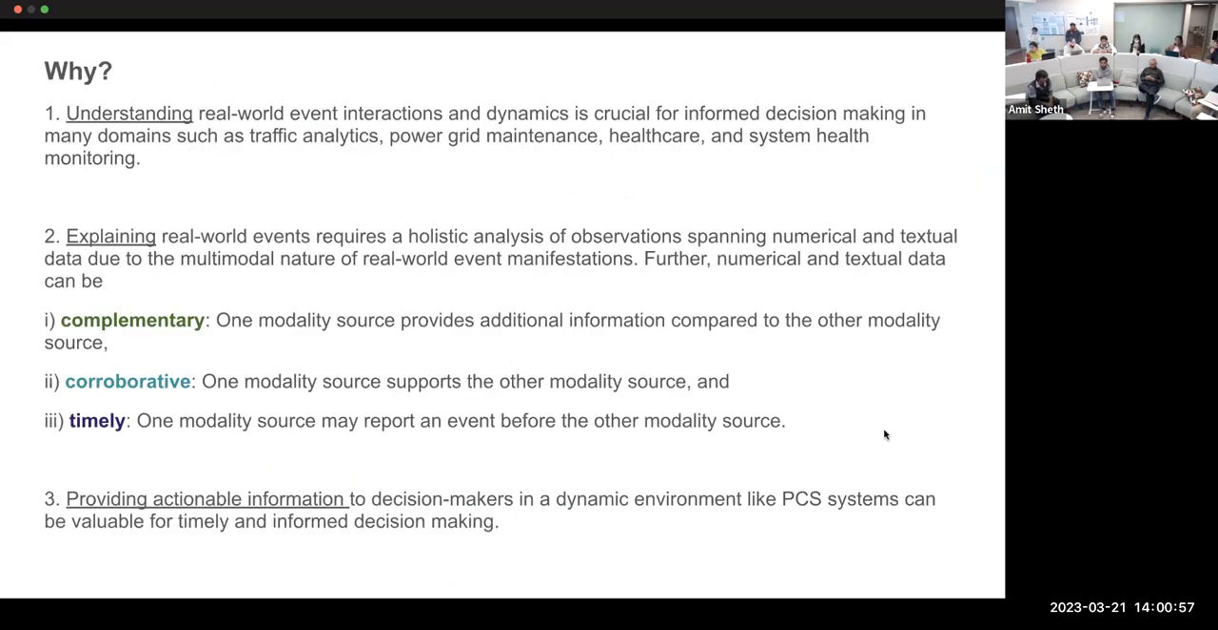So this is the why part of his thesis. That means he has tried to solve three problems in his thesis. The first one is understanding real world event interactions and dynamics, which is crucial for informed decision making in many domains like traffic analysis, power grid maintenance, healthcare, and system health monitoring. And the second main problem he tries to solve is explaining the real world events.